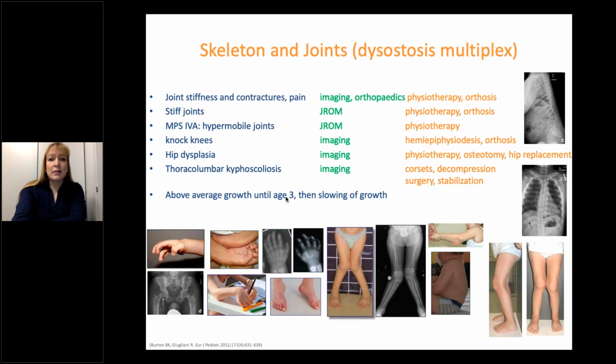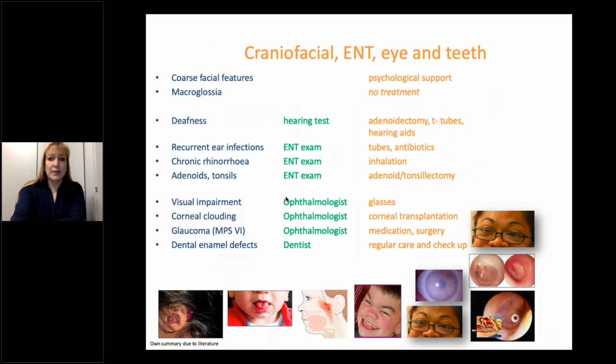So for the skeletal and joints, we need imaging, we need joint range of motion measurements, and we need orthopedics that are taking care of these patients. We need a lot of physiotherapy. There are some surgical procedures that are really helpful in these patients, but also orthosis or insoles or corsets that can really help these patients. But most important is the physiotherapy.